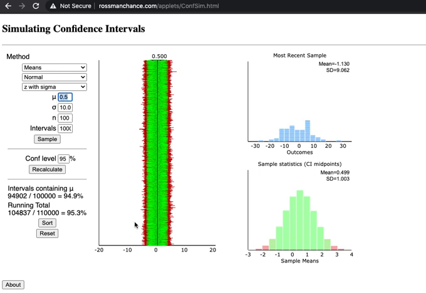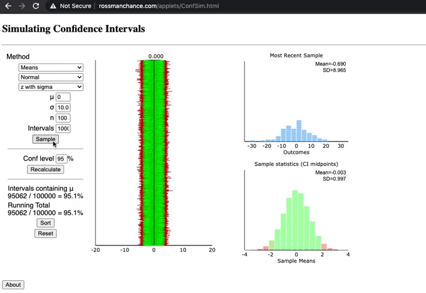0.5 is actually odd. Let's change this to 0. And there we go. Now it's centered on 0. That's nicer. So all these simulated experiments were right 95% of the time. They included our true mean of 0. That's exactly what we'd expect. All right? So we can change this to t and see how that performs.